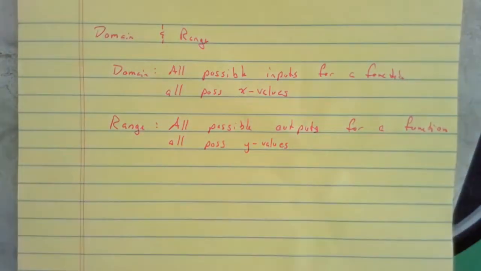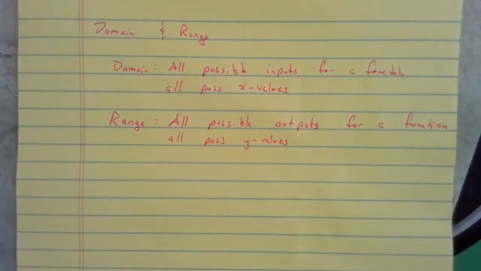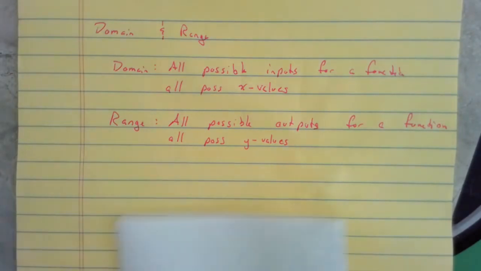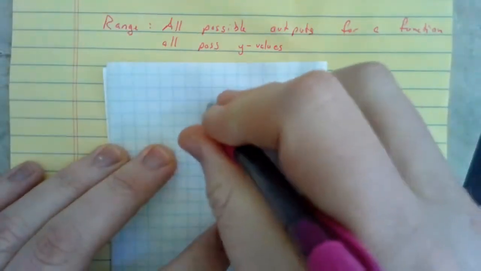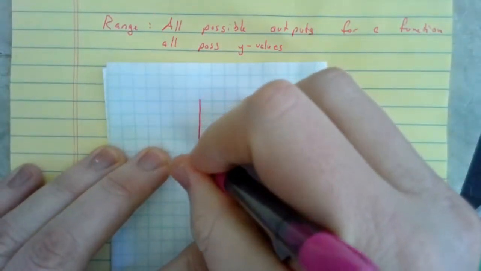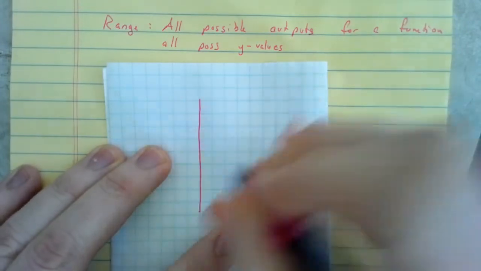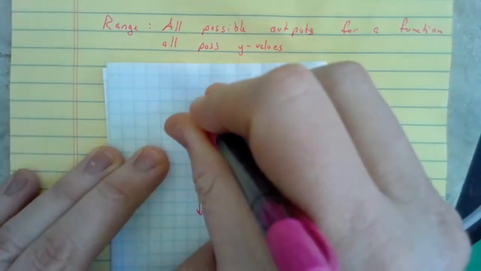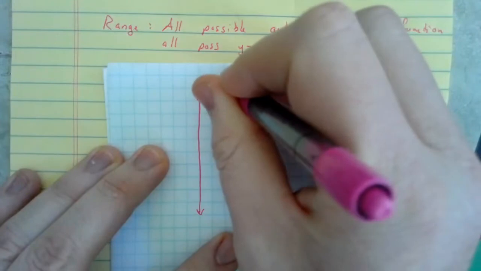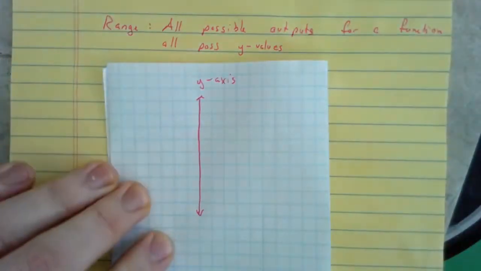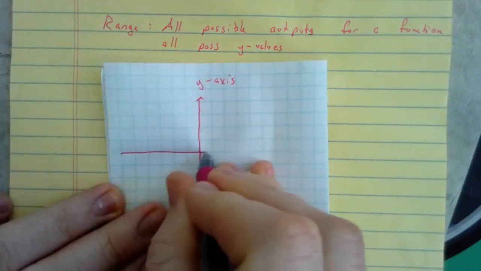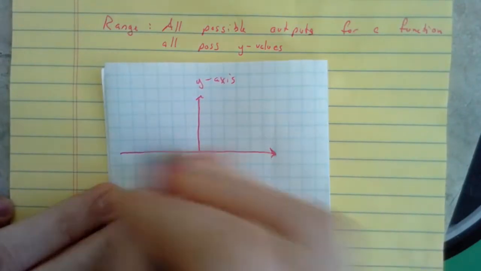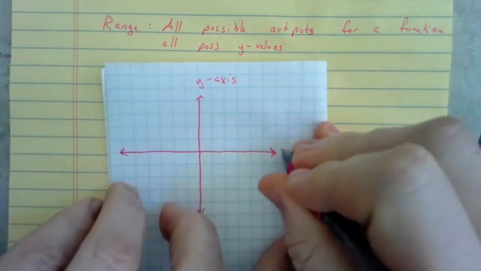Now, when we talk about these things, we're going to find that there are two notations that we can use. So we're going to jump over and take a look at a graph. Here, just to go over our coordinate plane, this vertical axis represents my y-axis. Right here, this is my y-axis. And then horizontally, this is my x-axis.